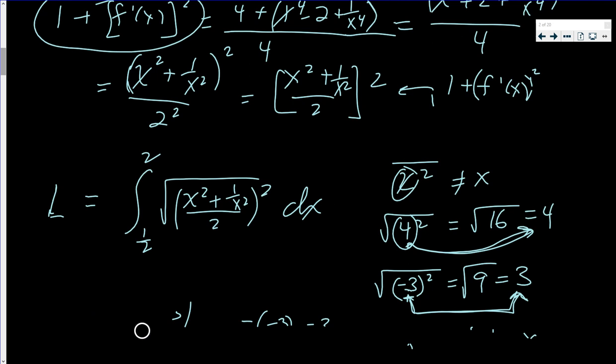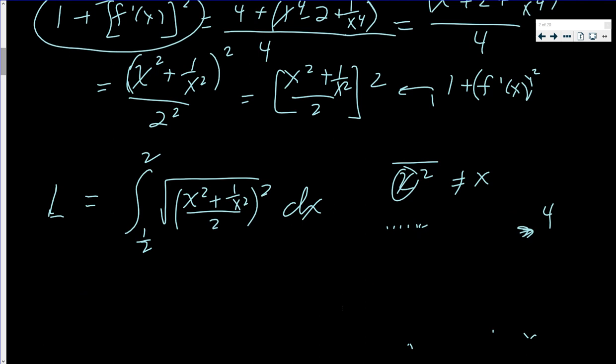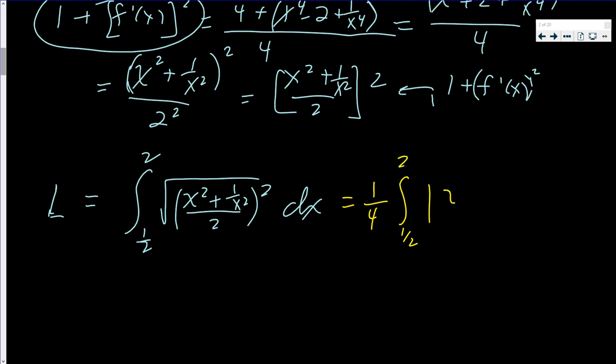Now, the first thing I would say is that the 2 squared in the bottom, 2 is positive, we square it, we get 4, take the square root, we get 2. We can definitely factor out the 1/4. And we still have the integral from 1/2 to 2, and for right now, it's the absolute value of x squared plus 1 over x squared. Now, these are x values. X are going from 1/2 to 2.